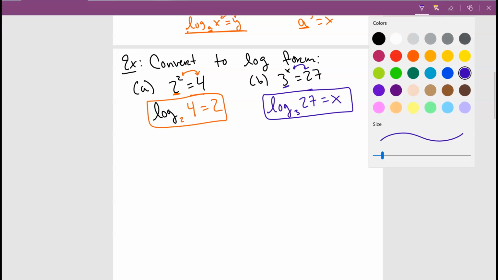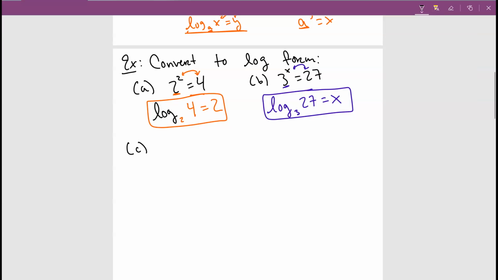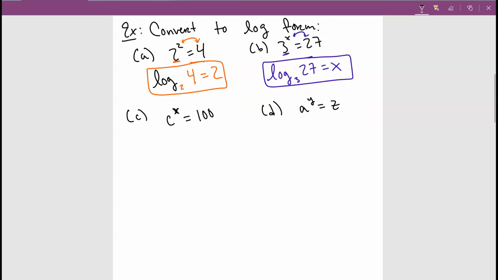Okay. All right, so let's try a couple more. Let's say we had c to the power of x is equal to 100. And then we'll do a to the power of y is equal to z. Okay, so first things first, we're going to write log. What is going to be the base? The base is going to be c, so c is going to get really, really small. And now we're going to switch these two. This is going to be 100 is equal to x.